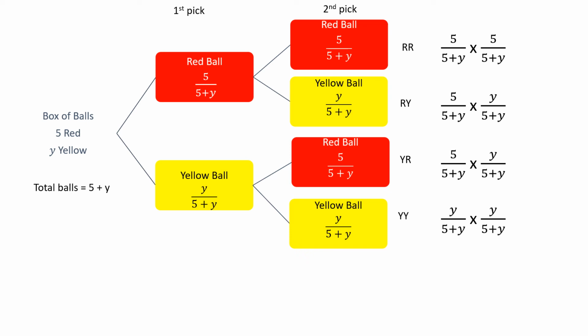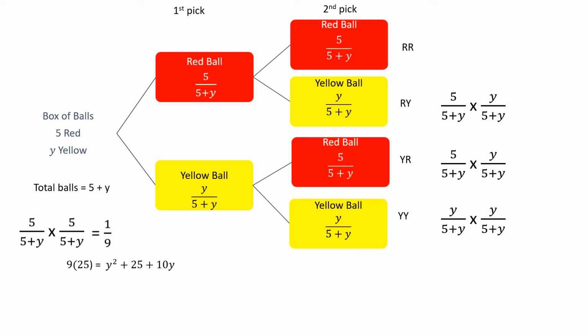But in the question, we were given the probability of removing 2 red balls as 1 over 9. We multiply the probabilities and make them equal to 1 over 9. We then multiply, getting rid of the fractions, rearrange and factorise, getting y equals minus 20 or y equals 10. We cannot have a negative number of balls, so y equals 10.